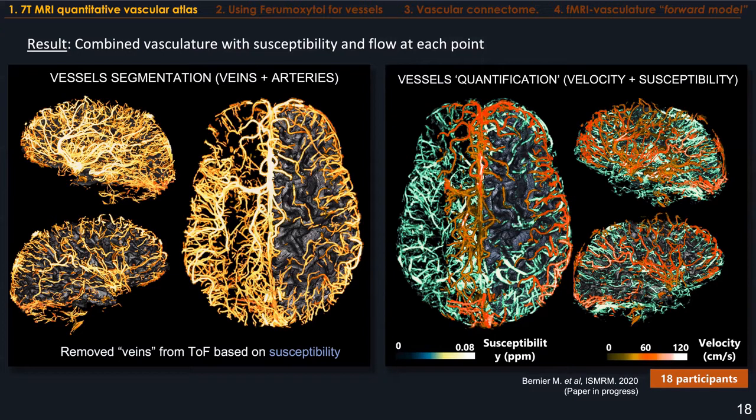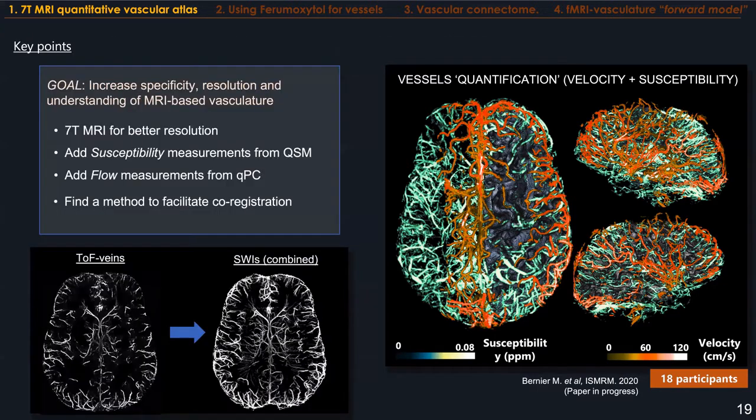So here, our goal for this project was to get a better resolution, and I think we achieved that. We added some quantitative measures, and we found a way to facilitate the co-registration by using the multi-echo time of flight and merging it to the combined SWI. We also saw that if you don't use multi-orientation, you might lose some important information in the SWI.